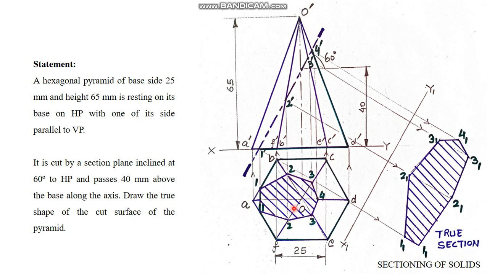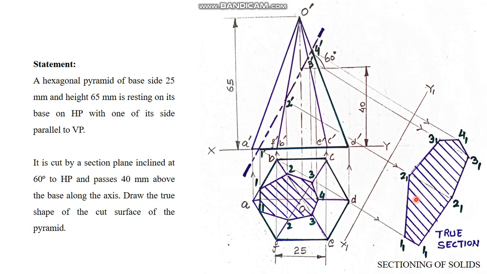This is the apparent shape of the section, because the sectional plane or the cutting plane is inclined to HP. That's why it is not the true shape. It is the apparent shape of the section. How to draw the true shape of the section?